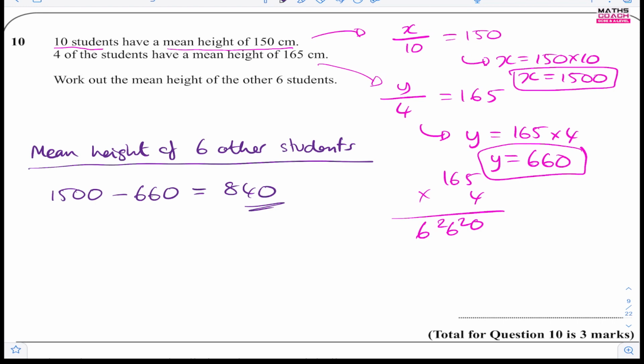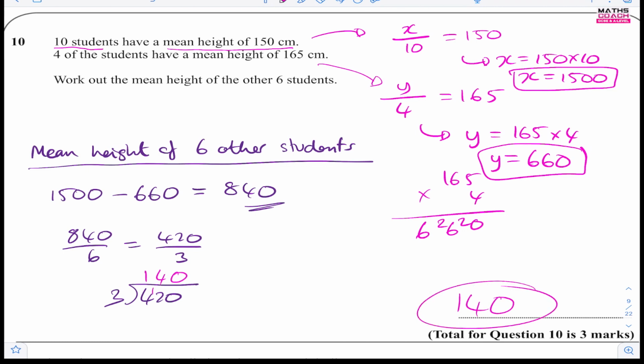So to find their mean height, we're just going to do 840 divided by the 6 students, and we just need to simplify this. So 840 divided by 2, we get 420 over 3. So let's just use our long division for that. 420 divided by 3. So 3 goes into 4 once, remainder 1. 3 goes into 12 now, 4 times, remainder 0, so we can just add this 0 here. So the total answer for the mean height of the other 6 students is 140 centimeters.